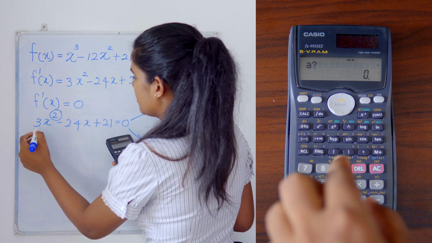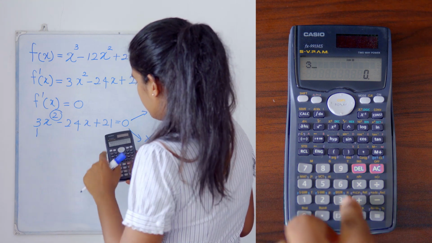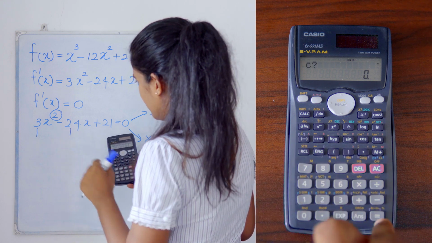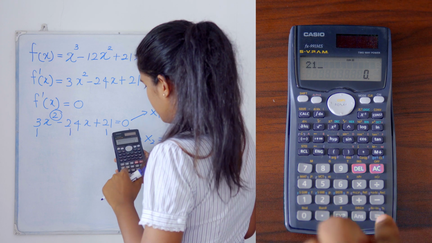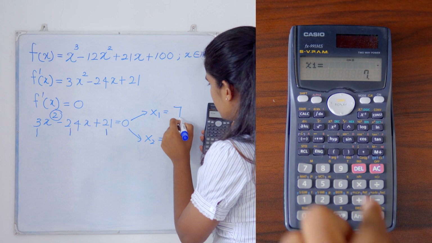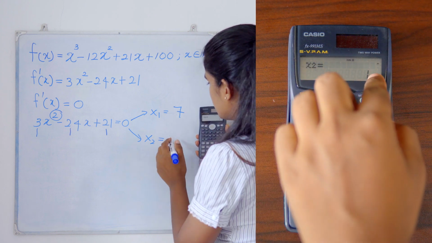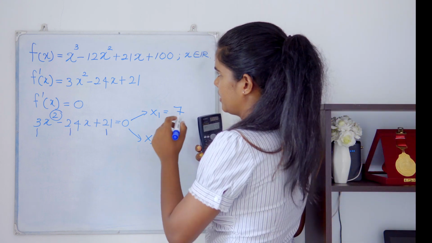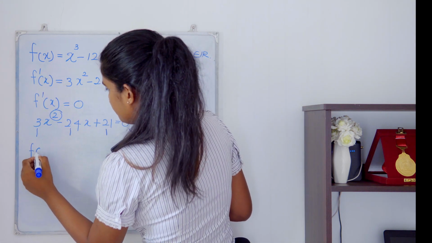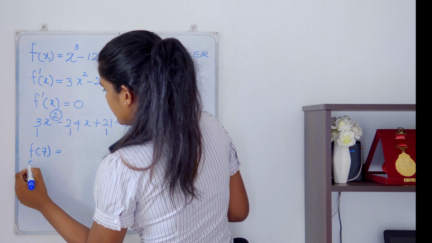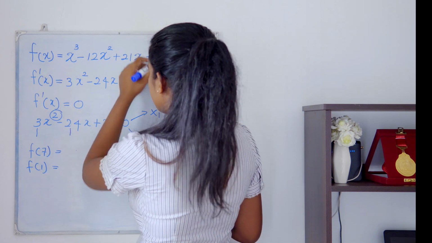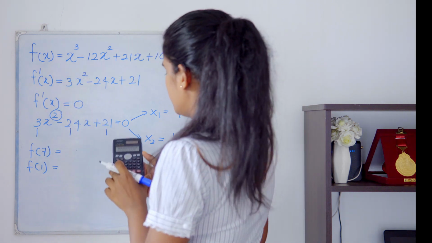For A, we have to put number 3. For B, we have to put minus 24. For C, we have to put 21. We got the answer: x1 as 7 and x2 as 1. Okay. To find the f(x) values for 7 and 1, f(7) and f(1), we have to substitute number 7 into this equation.